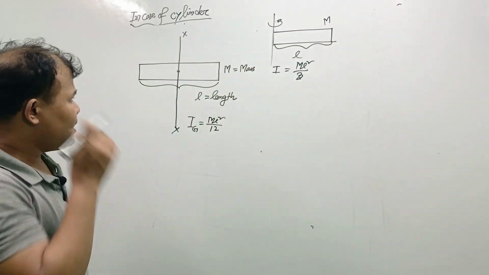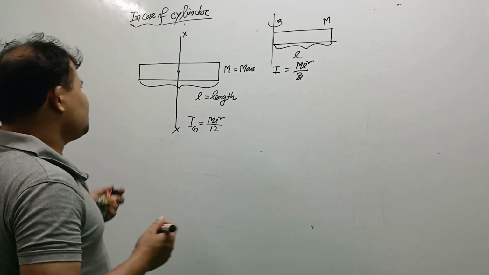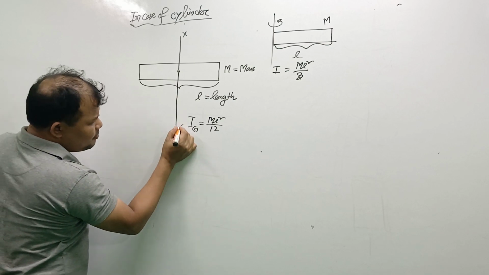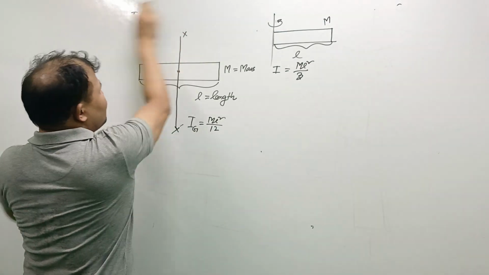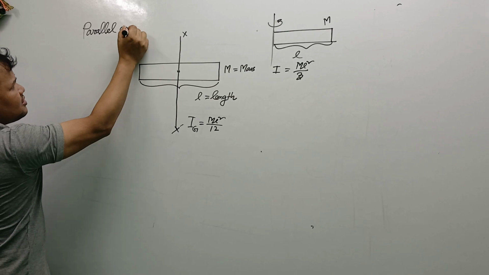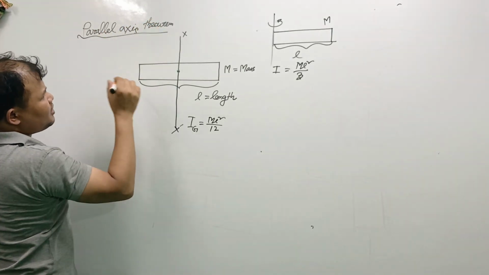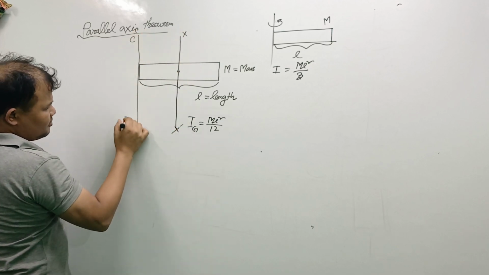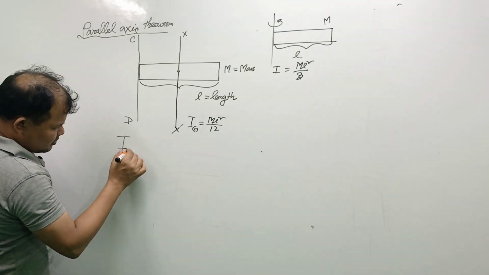Now we apply the parallel axis theorem. How can we apply this? At first we draw a parallel axis to this x prime axis. For any parallel axis you can find the moment of inertia by applying the parallel axis theorem. Suppose this is the parallel axis of x prime, CD. Now our duty is to find the moment of inertia with respect to CD.